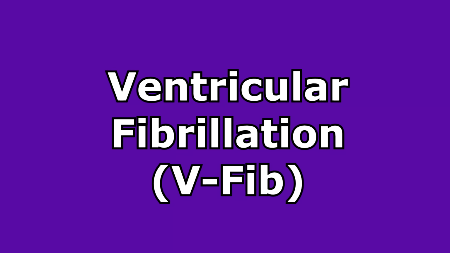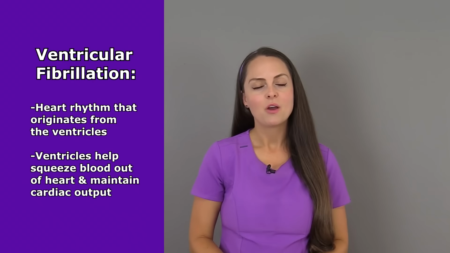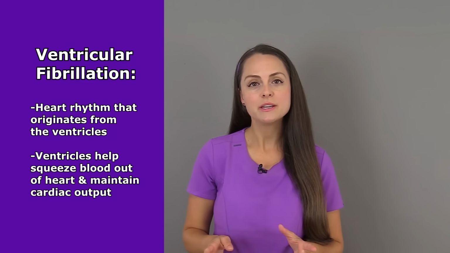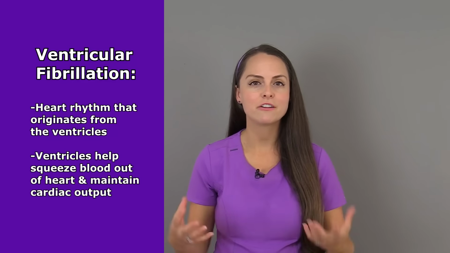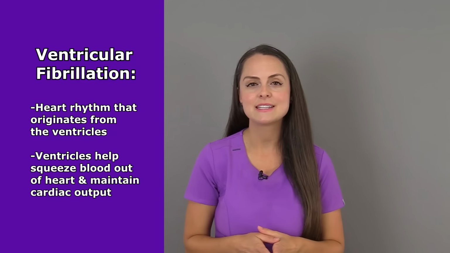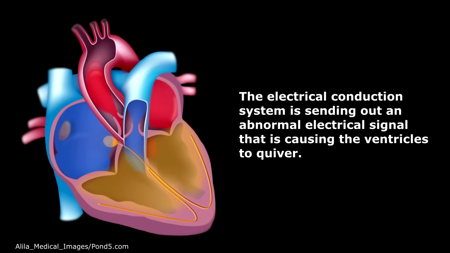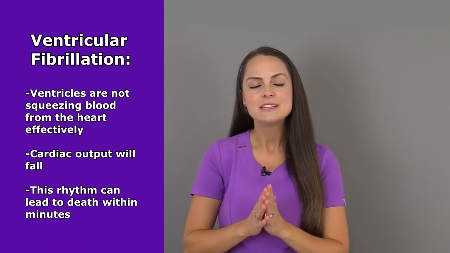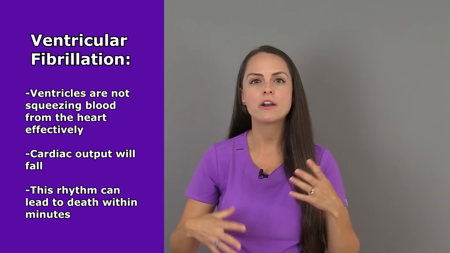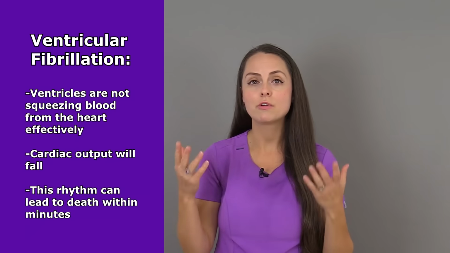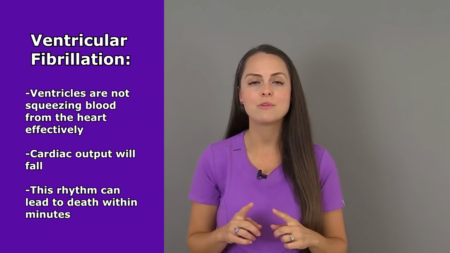Now let's look at ventricular fibrillation. What is VFib? Well, this is a rhythm that originates from your ventricles. And the ventricles are really important for helping you squeeze blood out of your heart and maintain cardiac output. With this rhythm, there's an abnormal electrical signal causing those ventricles to just quiver. They are not pumping and squeezing that blood out like they should. Because of this, cardiac output will fall. So this rhythm is deadly, and if it is not reversed or treated, the patient can die within minutes.